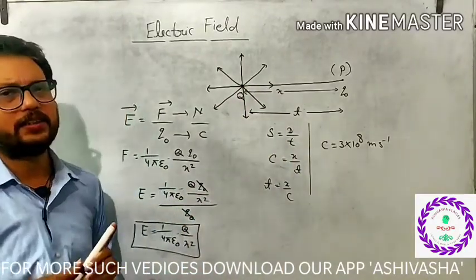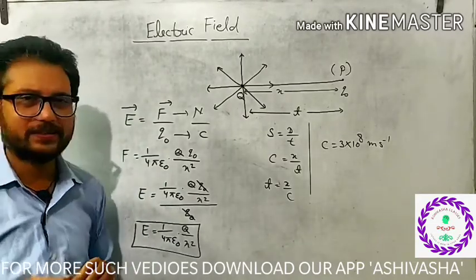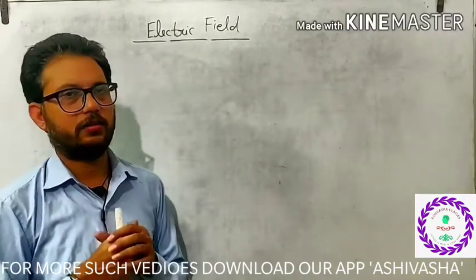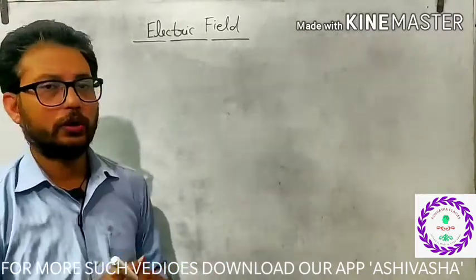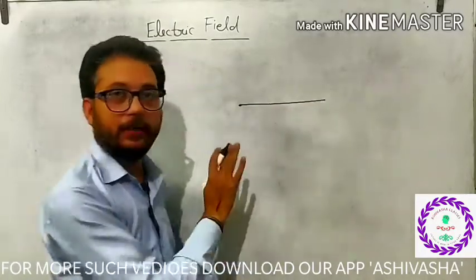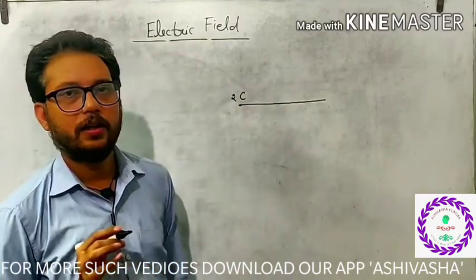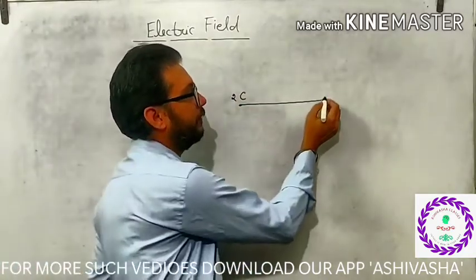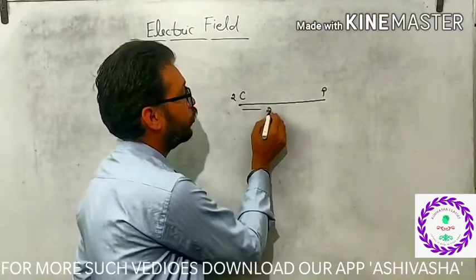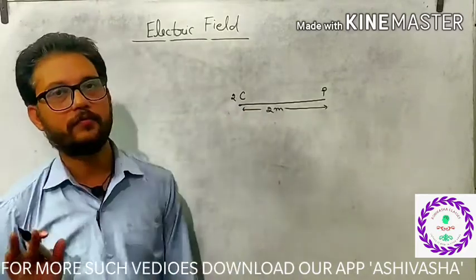Now we will see some basic numericals based on this concept. Let us start. The first question is in front of you. Let's suppose we have a charge whose value is 2 coulomb, and we have to find the electric field at point P, which is 2 meter apart from the main charge.